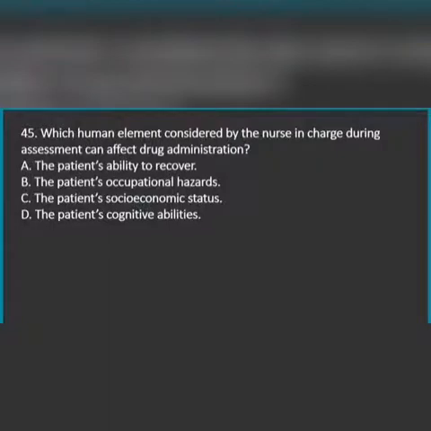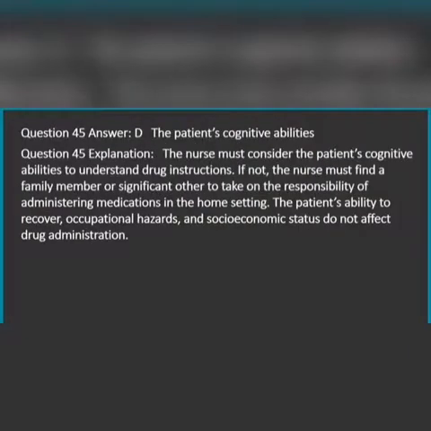Question 45. Which human element considered by the nurse in charge during assessment can affect drug administration? A. The patient's ability to recover. B. The patient's occupational hazards. C. The patient's socioeconomic status. D. The patient's cognitive abilities. Question 45. Answer: D. The patient's cognitive abilities. Question 45.